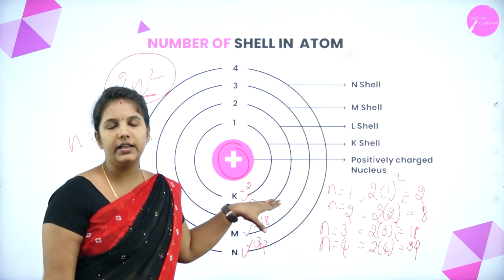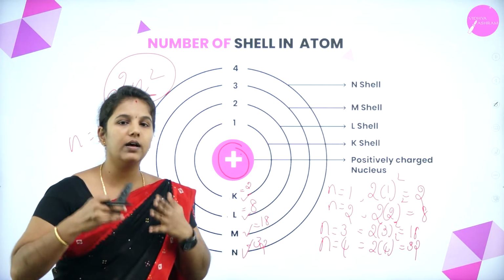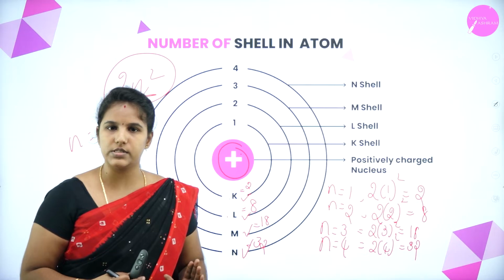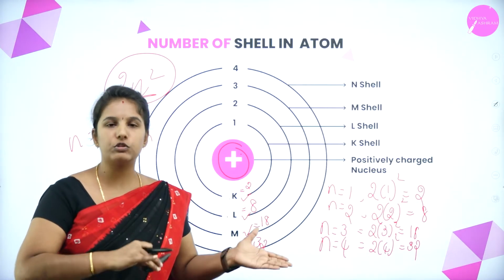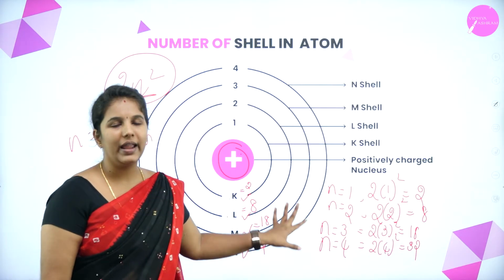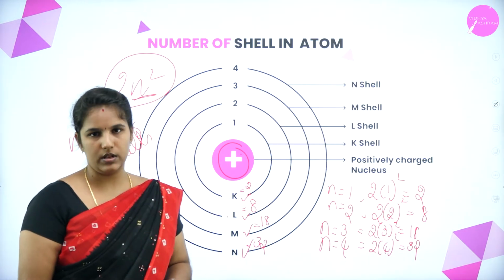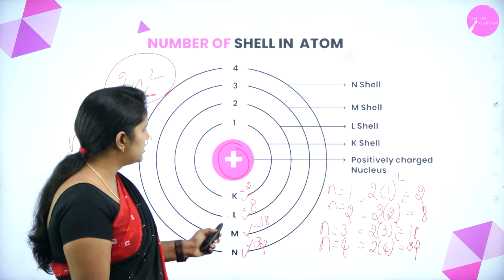This is an idea which tells us to which shell we have to fill the maximum number of electrons. So this is the only thing which we have followed till now to fill the number of electrons in each shell, which is given by the Bohr model. Hope you all understood this concept.